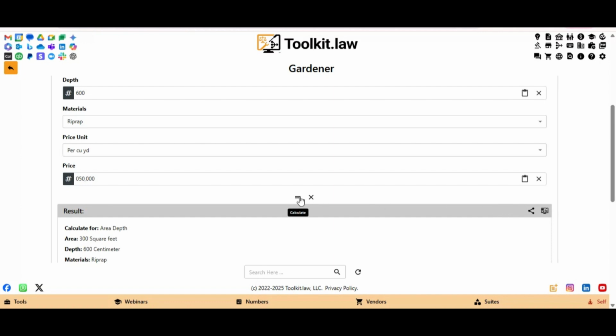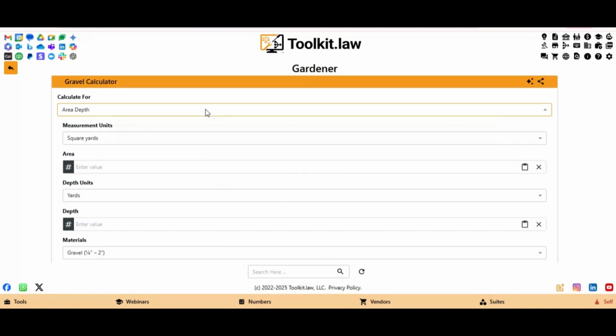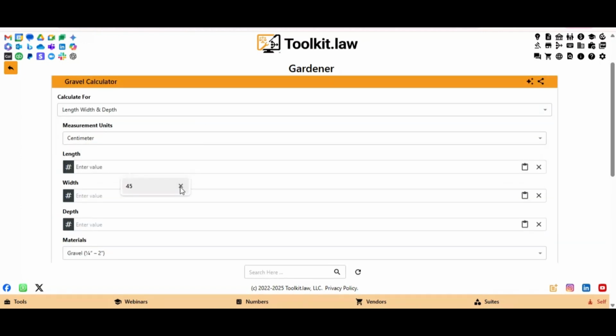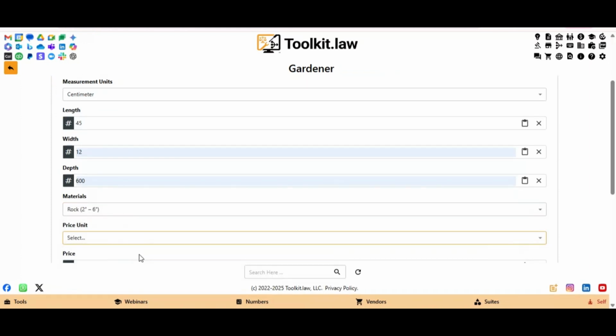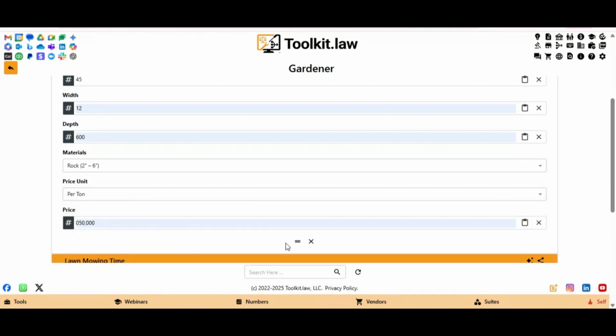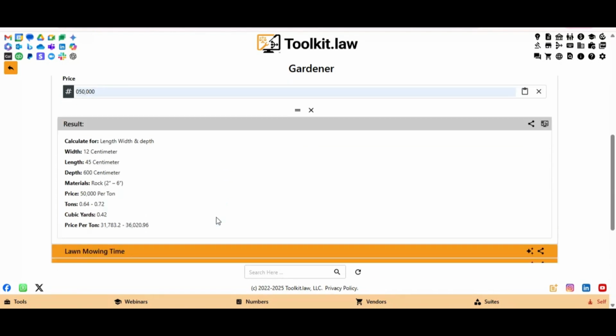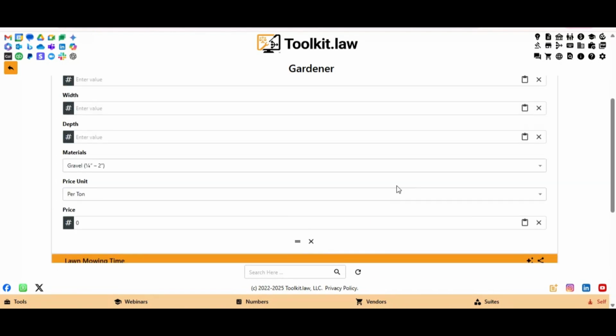Toolkit.law designed the Gravel Calculator to save time while maintaining the precision and organization that legal professionals expect. It's part of the larger mission to make law practice not only more efficient but also more balanced, connecting analytical skills with everyday utility. And that is how you use Toolkit.law's Gravel Calculator.